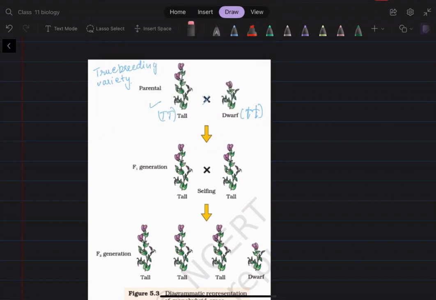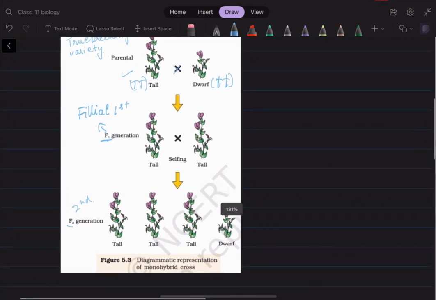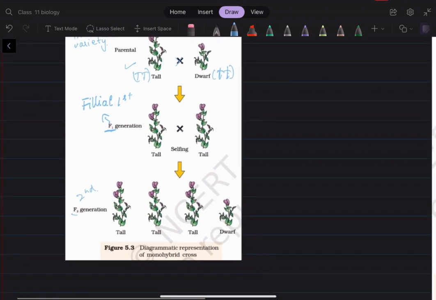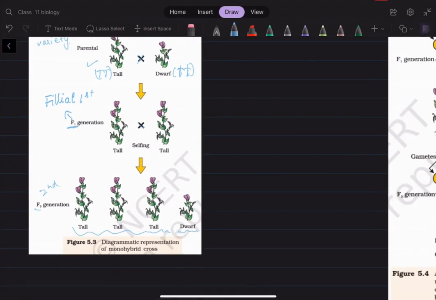This first hybrid generation is called the filial first generation, and this is the filial second generation. The filial second generation was obtained by mating among the F1 generation. When this happened, they found out that 3 out of 4 plants were tall and 1 out of 4 plants was short.